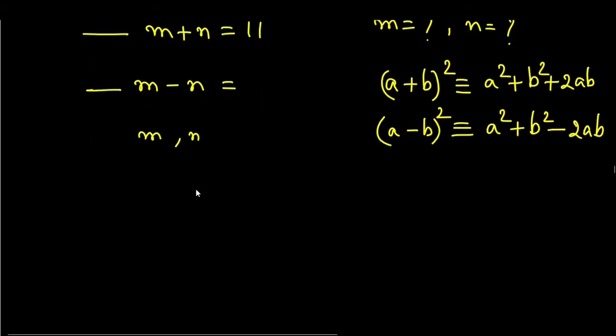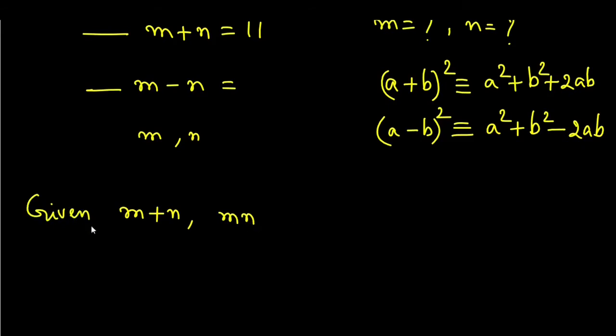How do we find it? We are given m plus n and m into n. These are given. First we want to find m minus n. After that, using m plus n and m minus n, we can find m and n separately. Then what is the relation among m plus n, m into n and m minus n?